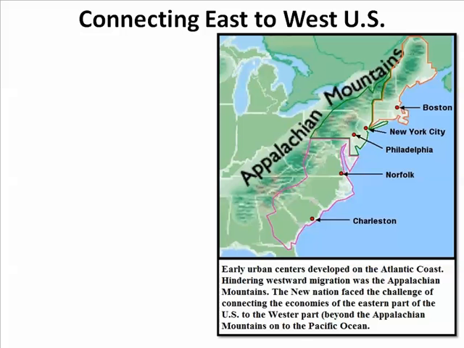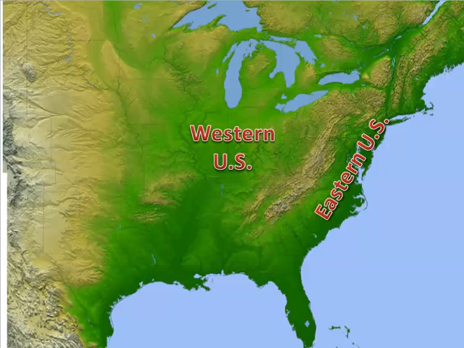Now, how do we do that? In other words, how do we connect the eastern part of the United States with the western part of the United States, around the Mississippi and the Northwest Territory? Because what was blocking them from trading with one another, commerce and trade, and their movement across to settle this area was this huge Appalachian mountain range.